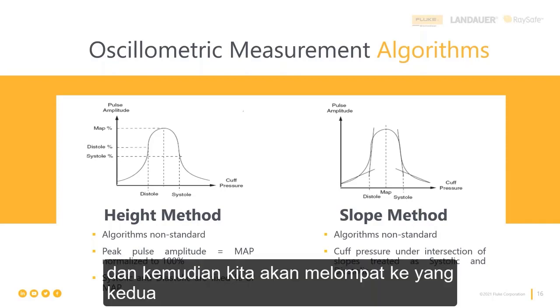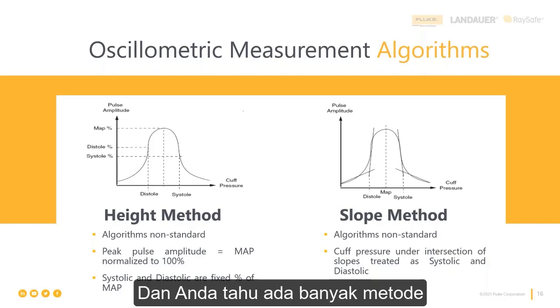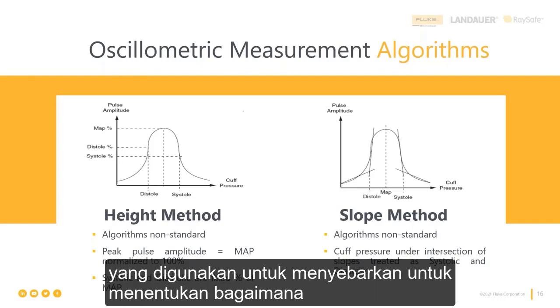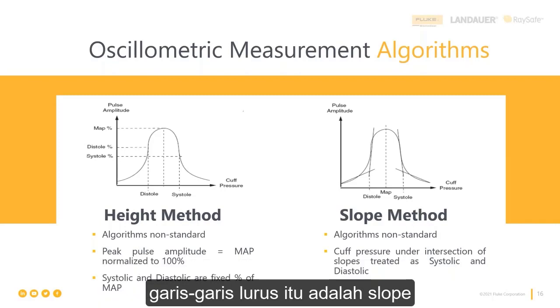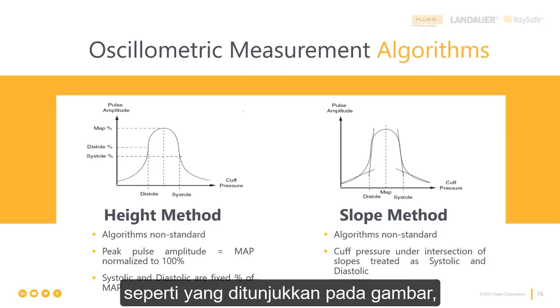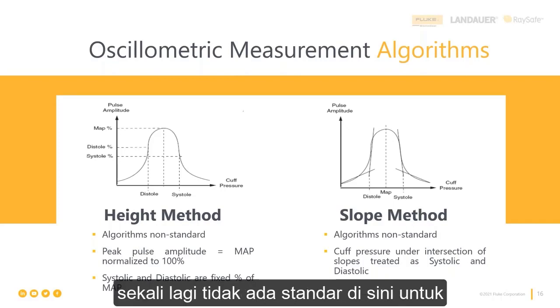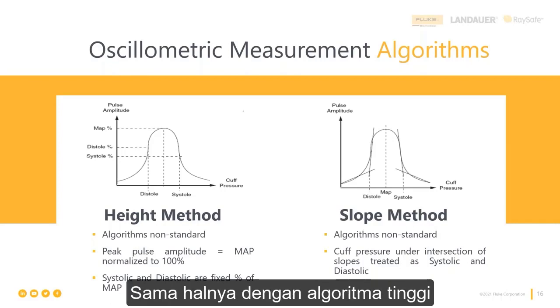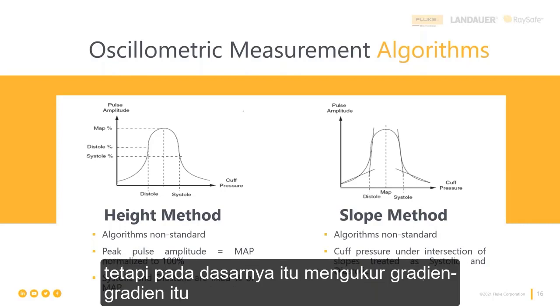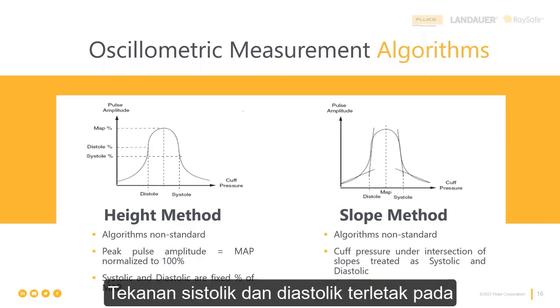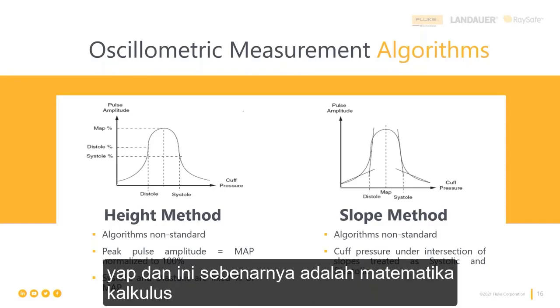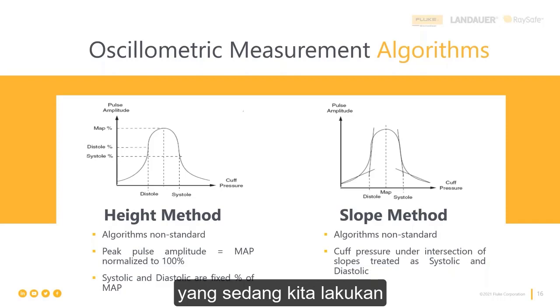And then we'll jump into the second one, which is the slope method. There are many methods that are used to determine how many slopes should be drawn here and what conclusions can be made about their intersections. Because as you can see, those straight lines are the slopes and their intersections are where the measurement point's going to be. So as shown in the figure, the cuff pressure under the intersection of the slopes is treated as the systolic and diastolic pressures. Again, there's no standard here for slope algorithms. Same thing as with height algorithms. But essentially, it measures those slopes and their intersection to determine where systolic and diastolic pressures lie in relation to MAP.